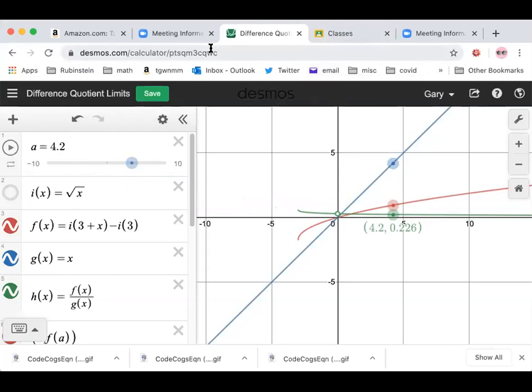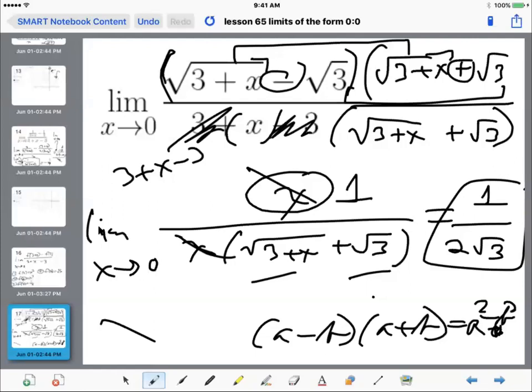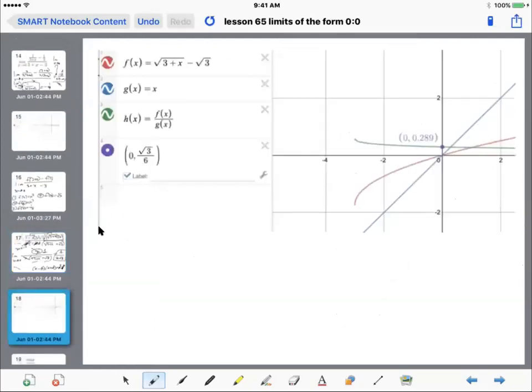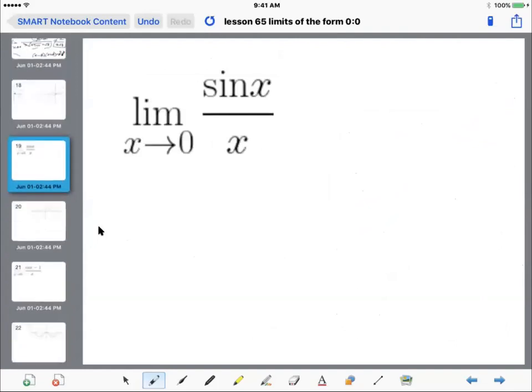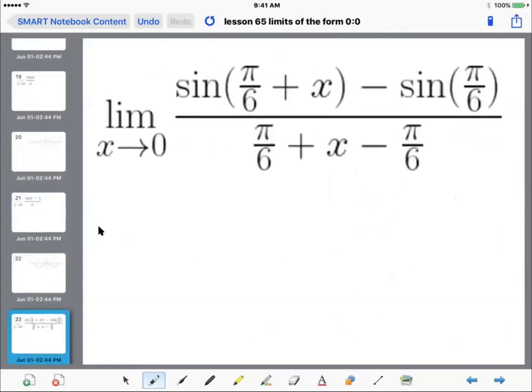Okay, now there's only one more question for today, but it's going to need a little bit more. It's not just going to be an algebraic trick. So far, we've done these algebra tricks to evaluate these limits. But the last question is going to be this, which is a mouthful because it's got sine in there. And it's not 3 anymore. I made it sine pi over 6 plus x minus sine pi over 6 over pi over 6 plus x minus pi over 6. So you could write down that question.